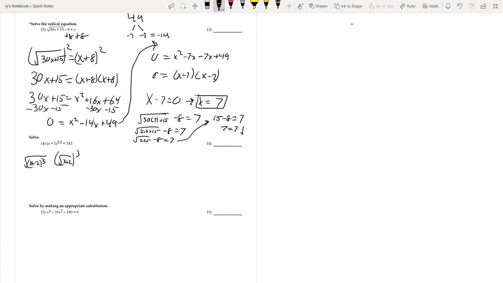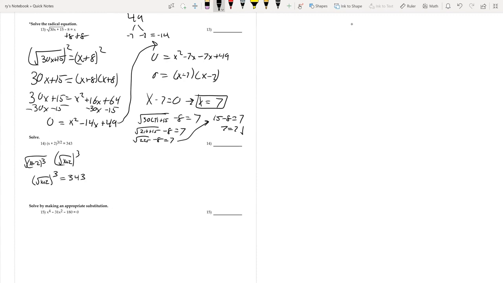So if we have a root, we square it. If we have a power, we do a root by that power. So in this case, I'll write it as the square root of x plus 2 cubed, is equal to 343.